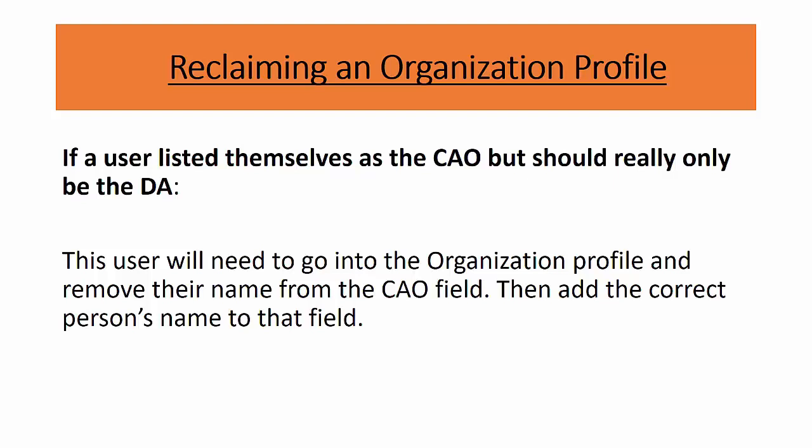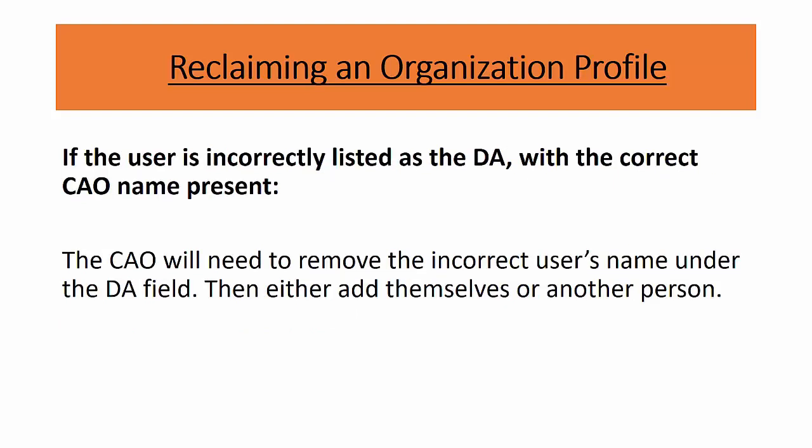Again, if a user listed themselves as the Chief Administrative Officer, but should really only be the Delegated Administrator, this user will need to go into the organization profile and remove their name from the Chief Administrative Officer field. Then add the correct person's name to that field. If the user is incorrectly listed as the Delegated Administrator, with the correct Chief Administrative Officer's name present, the Chief Administrative Officer will need to remove the incorrect user's name under the Delegated Administrator field. Then either add themselves or another person and attest to the information.